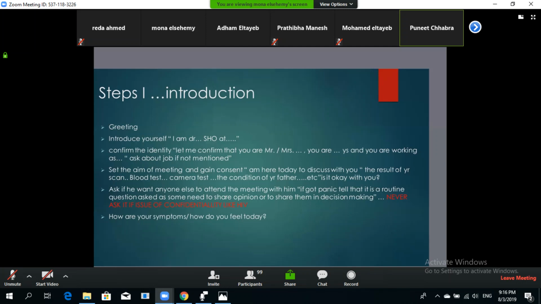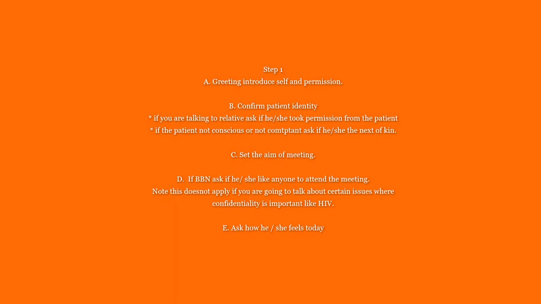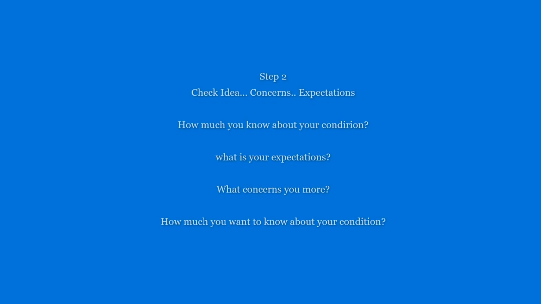If the patient is unconscious or not competent, you ask the relative if he is the next of kin of the patient. After this, you start by setting the aim of the meeting, why you are here today, to discuss the result of the investigation, to discuss his problem, whatever, and also finish the first part, which is the introduction part, by asking the patient, how do you feel today? This is the first item in all communication stations. It is fixed.